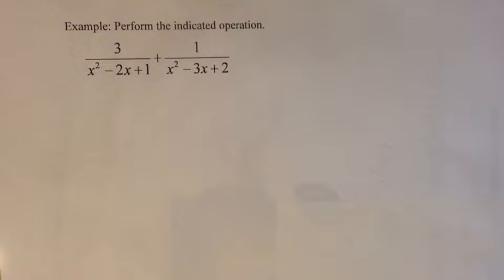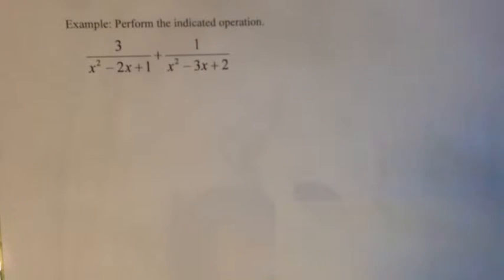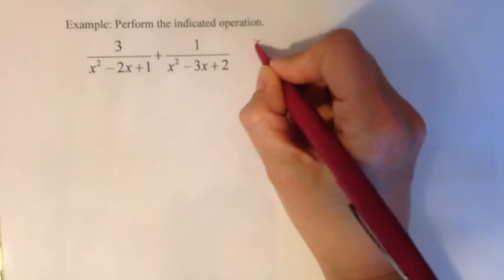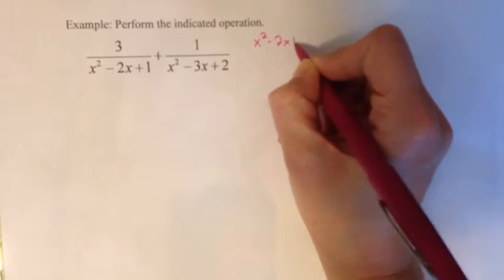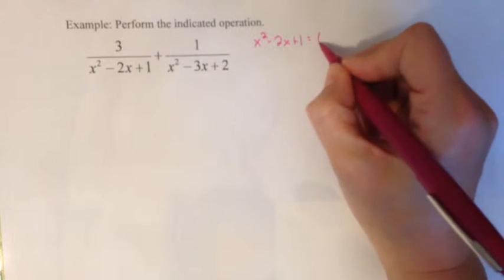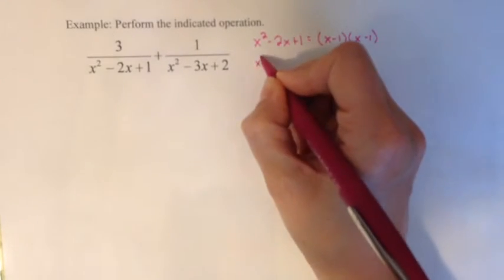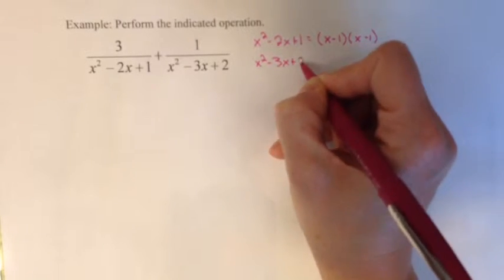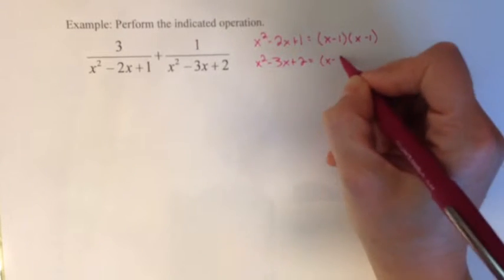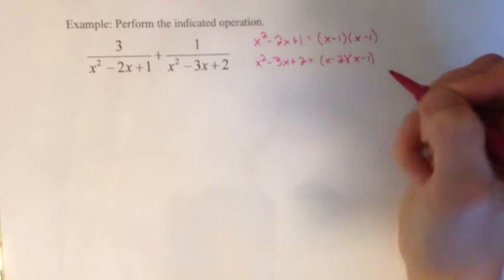For our last example, we have another addition problem. Remember that our first step here is to find the least common denominator for our two rational expressions. To do that, we'll need to start by factoring each of the denominators. So I'm going to do that off to the side. x squared minus 2x plus 1 factors as x minus 1, x minus 1. And x squared minus 3x plus 2 factors as x minus 2, x minus 1.